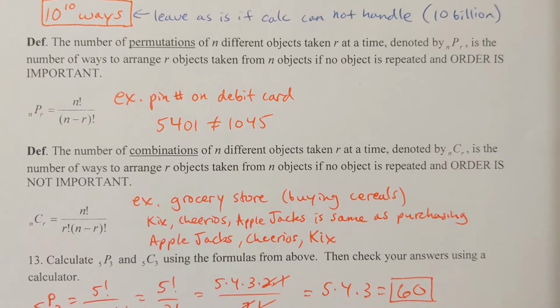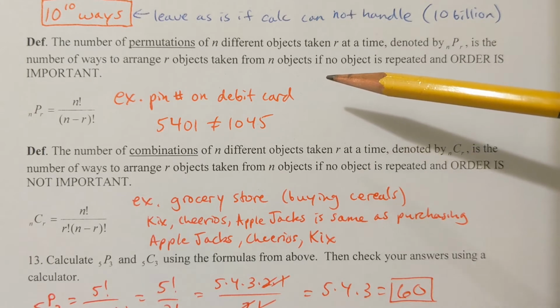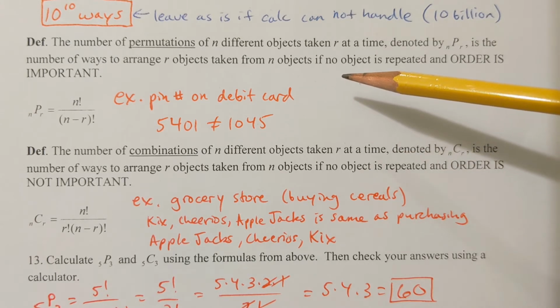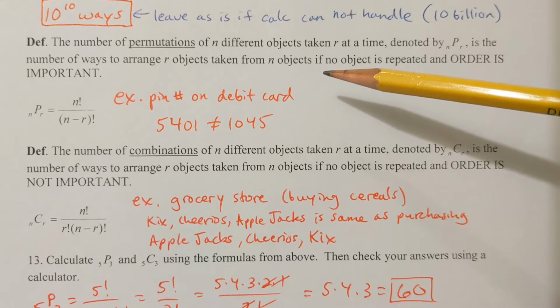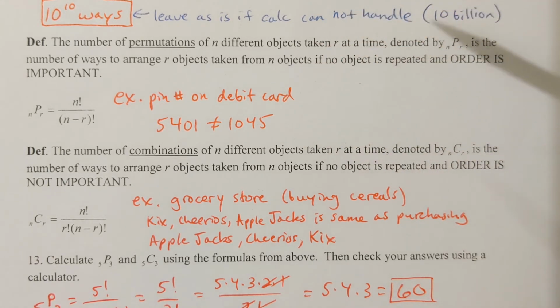There's a definition. It says the number of permutations of n different objects taken r at a time, denoted by nPr, the way that we read that is n permute r, is the number of ways to arrange r objects taken from the n objects if two things happen. If, number one, no object is repeated, and number two, order is important.